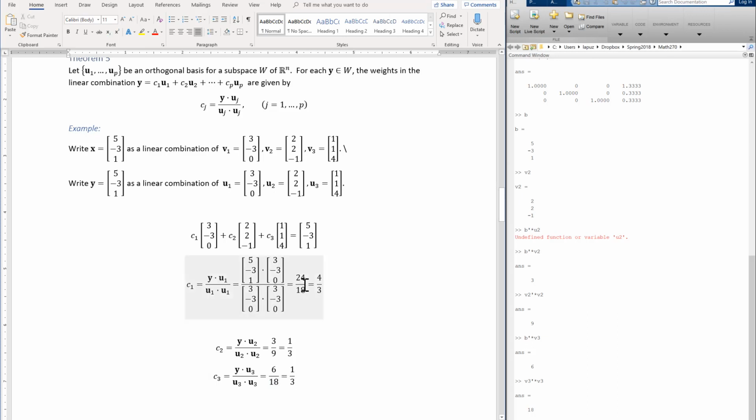And those are the exact same coefficients that we got last time, except we didn't have to do the row reducing. We simply had a formula to use where we're looking at dot products of things. All right.